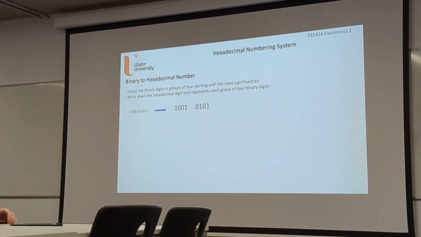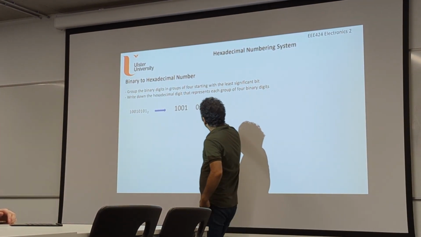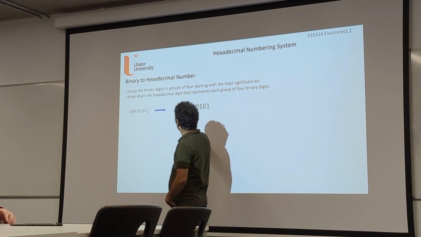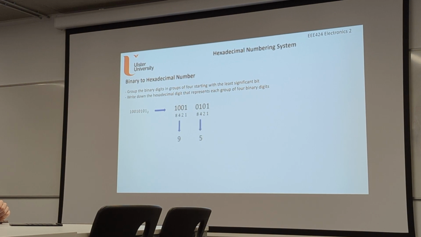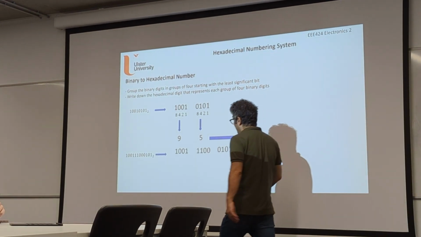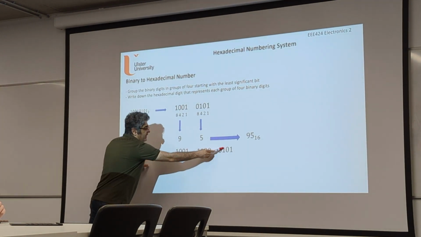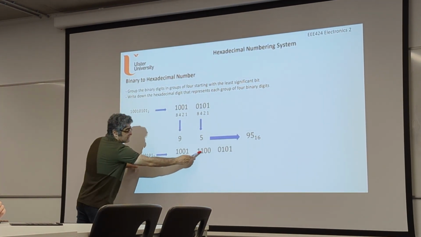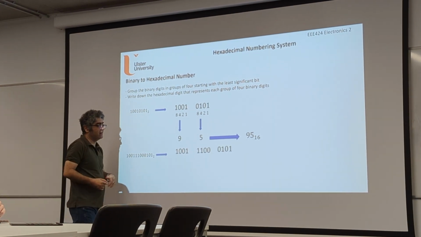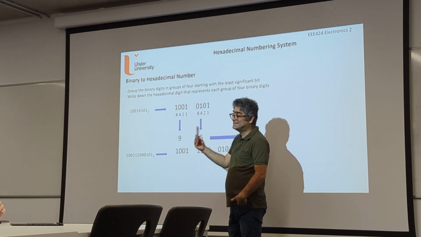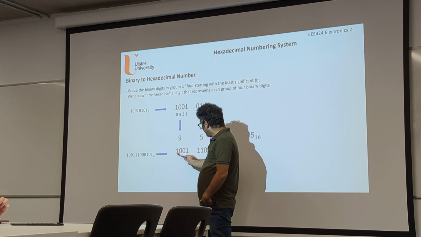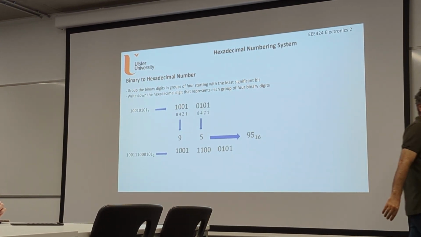Here, we classify 4 by 4. Then 1, 2, 4, 8, 5. 1, 2, 4, 8, 9. 9, 5. You see? And then this one, we have more, we classify again, we have 12 digits, we classify them in 3 groups, from right, 0, 1, 0, 1, here, then the second one, 1, 1, 0, 0, and the last one, 1, 0, 0, 1. Then again 1, 2, 4, 8, 5. 1, 2, 4, 8, 12 would be C. 1, 2, 4, 8, 9. 9, C, 5. Clear?